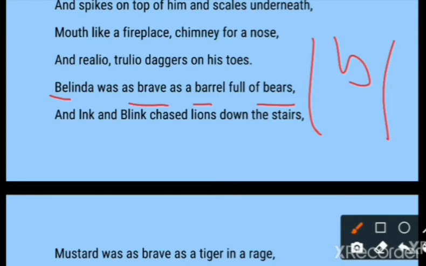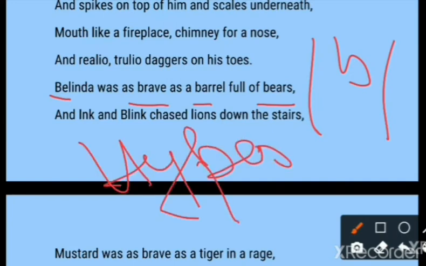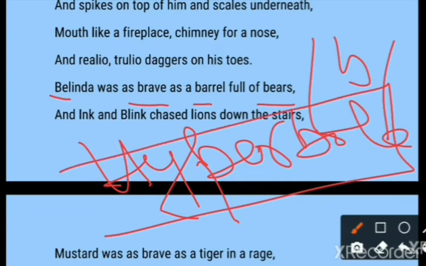And there is another technique which has been used in this line particularly, that is hyperbole. This is hyperbole, exaggerating something. Belinda's braveness has been exaggerated, and we have been told she was as brave as a barrel full of bears, as a group of bears. So this is simply exaggeration, and this is what we call hyperbole.